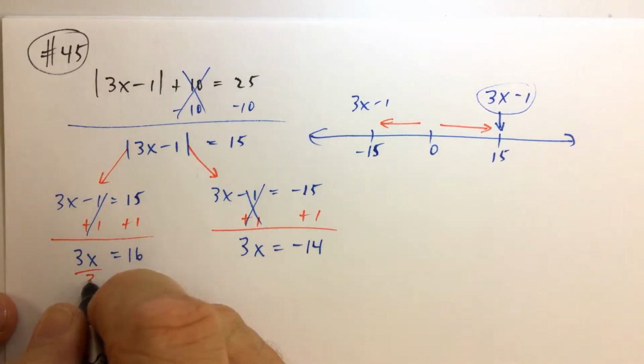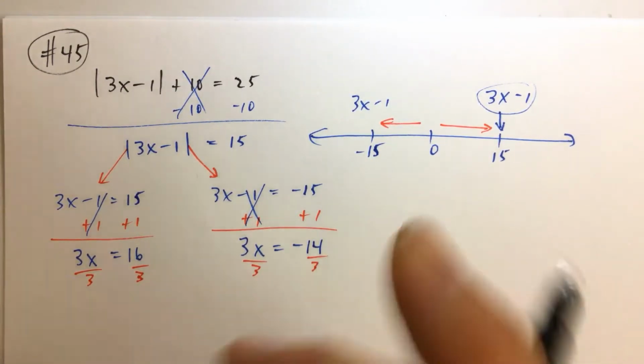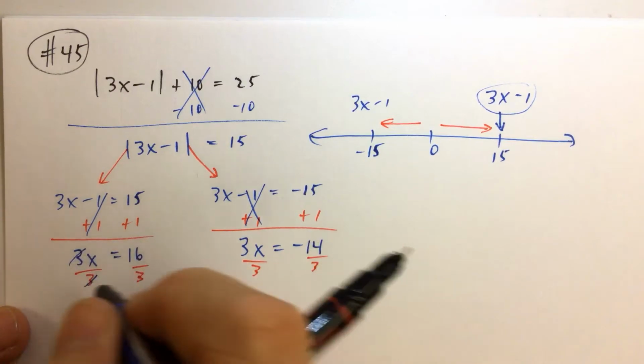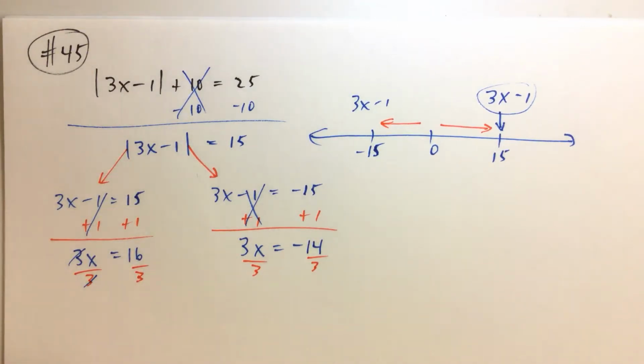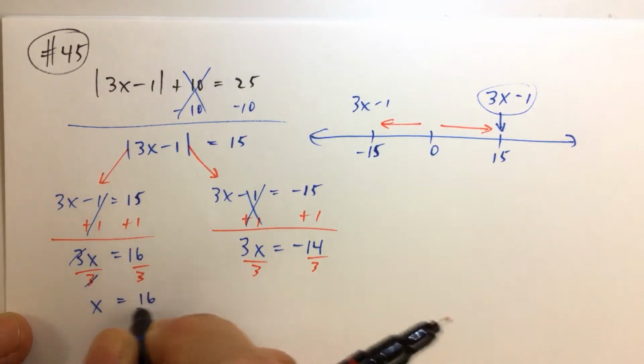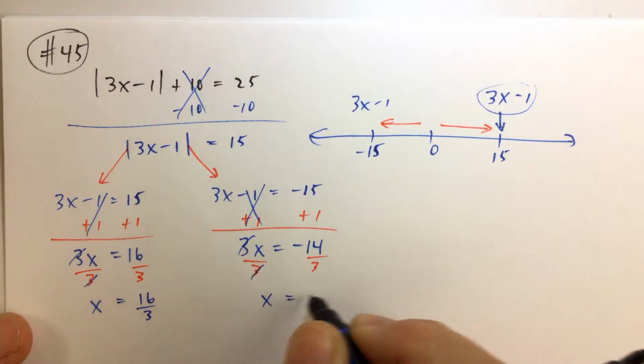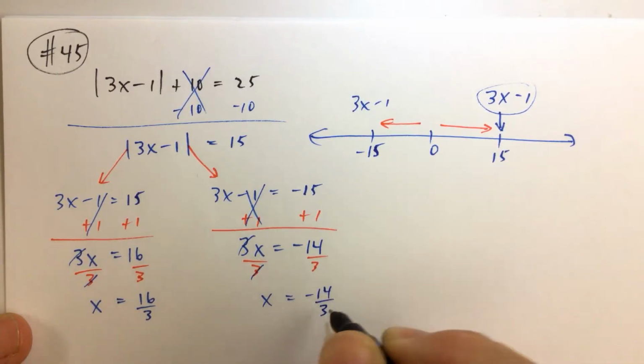Then, getting x by itself, we divide both sides of both equations by 3. The 3's cancel each other out. 3 divided by 3 is 1. On the left side, we get x is equal to 16 over 3. And on the right equation, we get x is equal to negative 14 thirds.